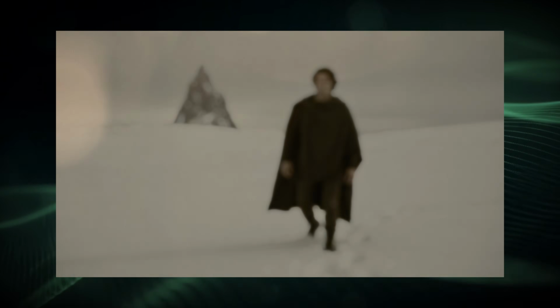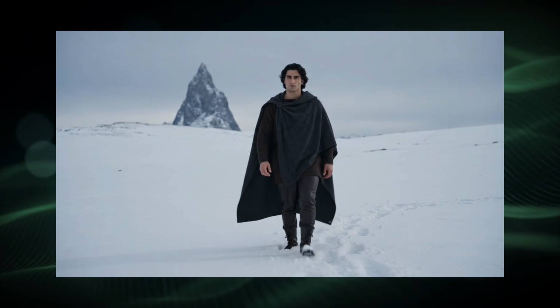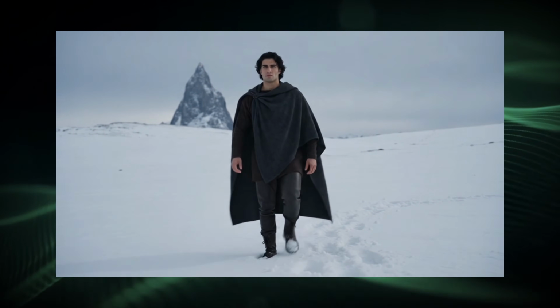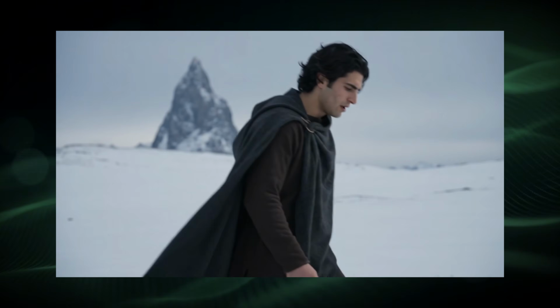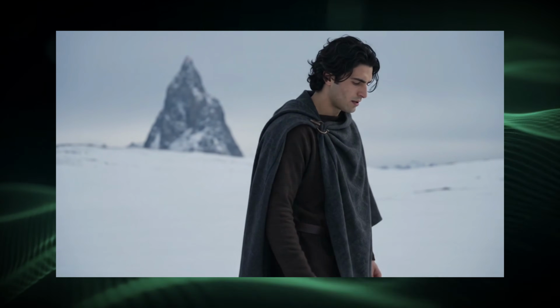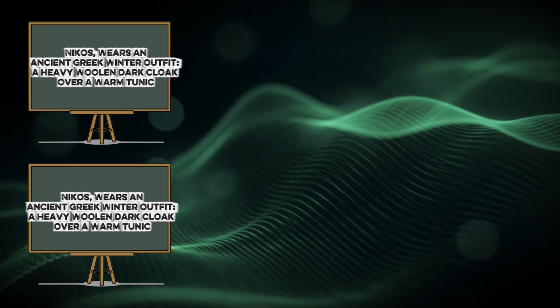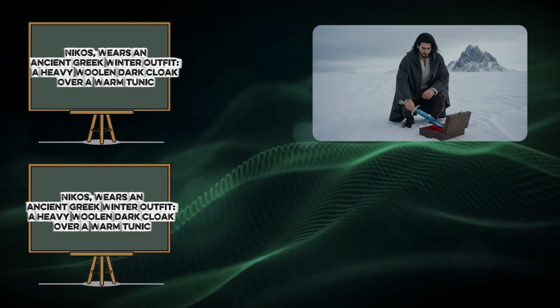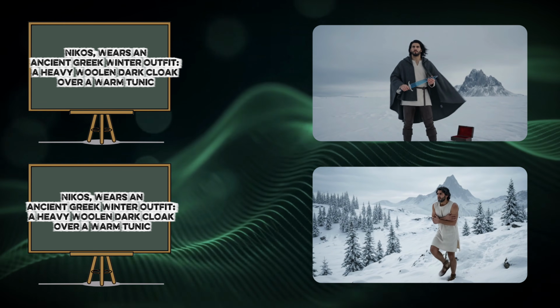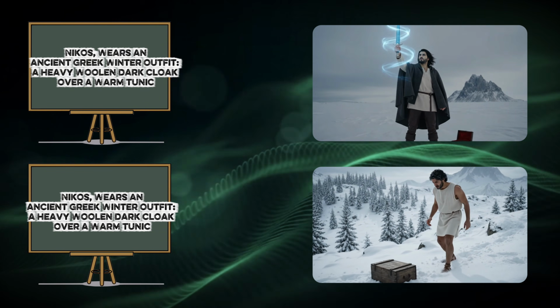If you have ever tried making an AI film, you already know the biggest nightmare: keeping your main character from shape-shifting every single time the camera cuts. Most AI video generators treat every new prompt like a blank slate. One second your hero is wearing winter gear, and the next they are suddenly in a summer tunic. It ruins the immersion instantly.